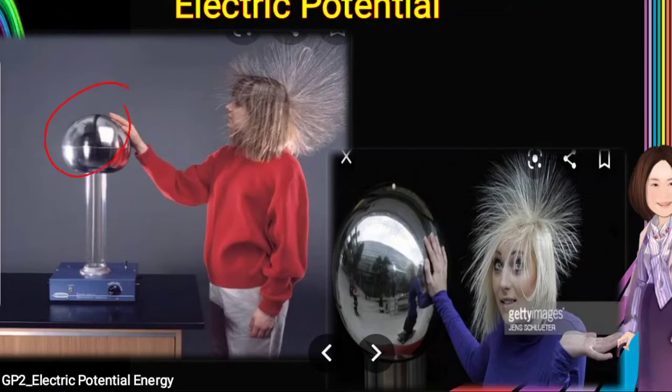So we have here a Van de Graaff sphere. Work would be required to move a positive test charge towards the sphere against the electric field. The greater the charge and the test charge, the greater the repulsive force and the more work that would have to be done to move the same distance.